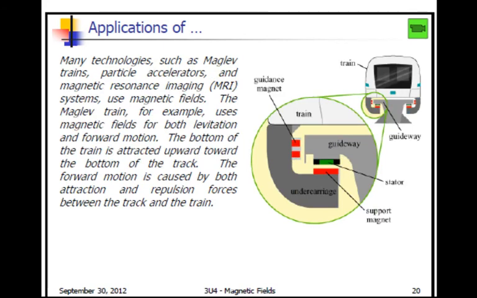So there's lots of applications of magnetism. One of them is a Maglev train. They have these in Japan. It's a train that reduces the amount of friction and hence can travel at a faster speed by using magnets and a guideway to keep the train elevated. And then the train can move along these maglev tracks.